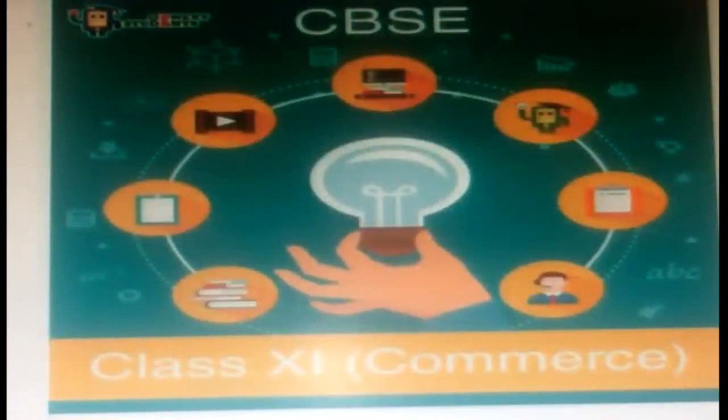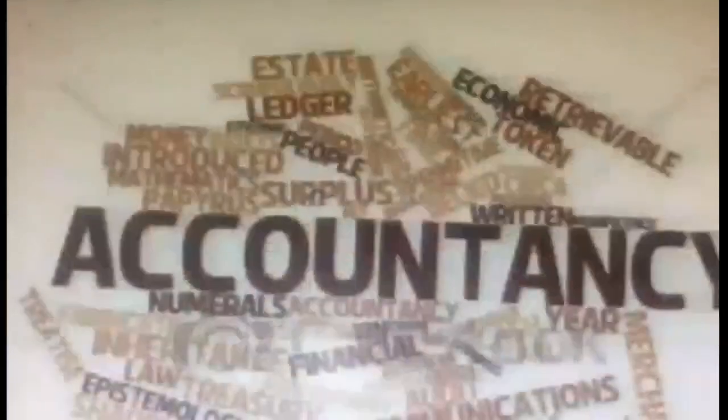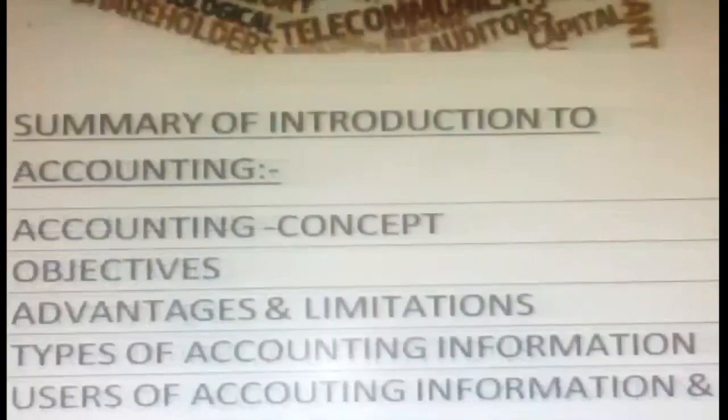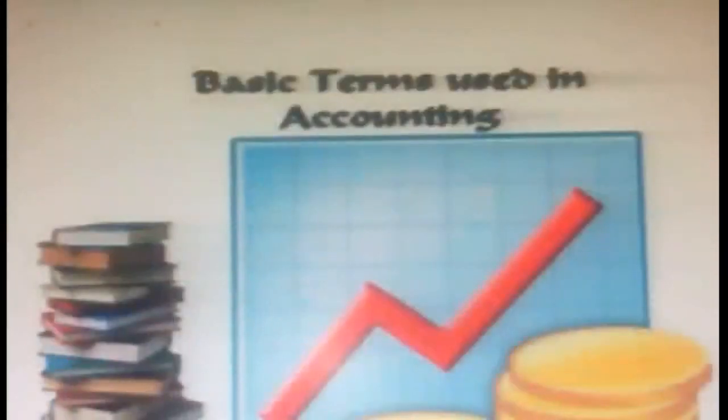So once again, welcome to our 11th standard commerce stream under the accountancy subject. In the previous class we discussed the introduction to accounting, accounting concepts, the objectives of accounting, advantages and limitations, then types of accounting information, uses of accounting information and their needs, and finally the qualitative characteristics of accounting information. Okay, so this class is a very important one, where we are going to discuss the different basic terms used in accounting terminology.